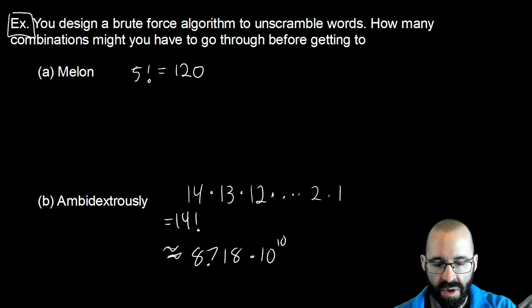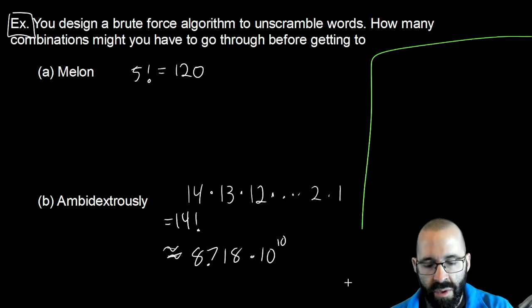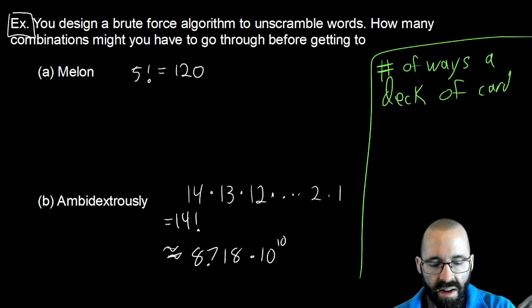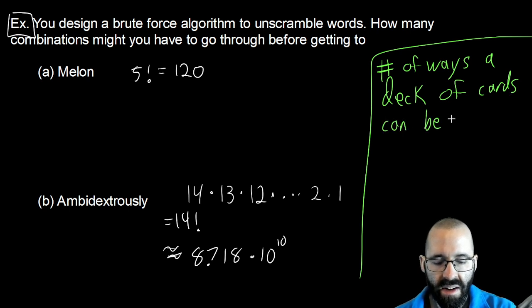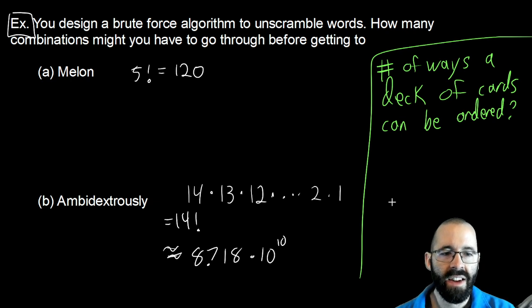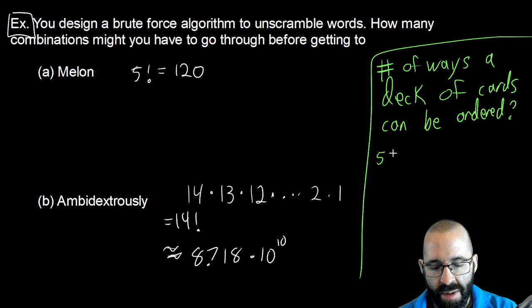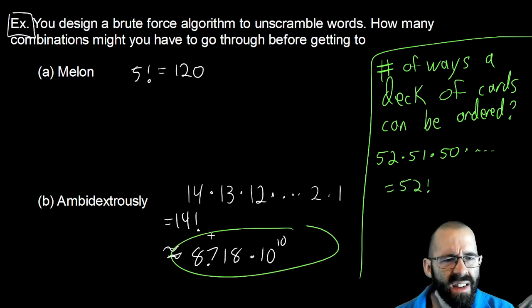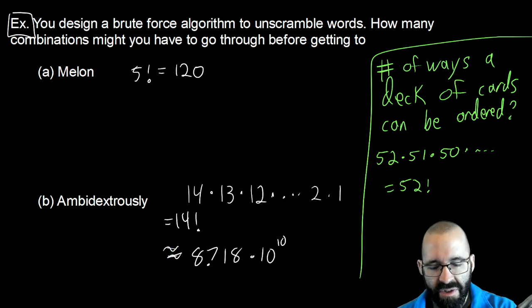You may have heard this before. You may have heard just how big this is. But if you think about the number of ways a deck of cards can be ordered, how big of a number do you think that is? Well, there are 52 cards in a standard deck. We're not talking about jokers or anything. So the top card has 52 options. The second card has 51 options, and so on and so forth. 52 factorial. This is 14 factorial, and that was 87 billion, I think. How big is 52 factorial?